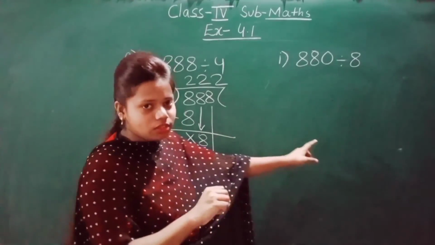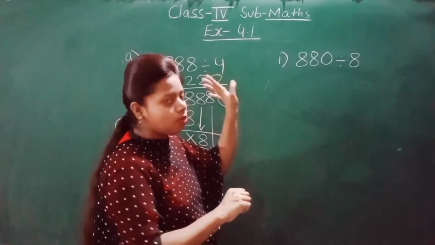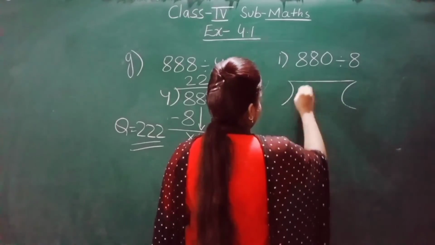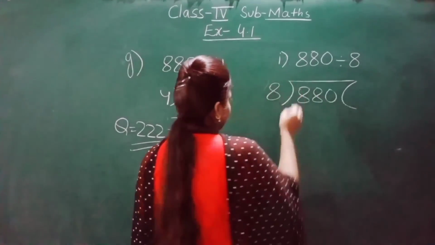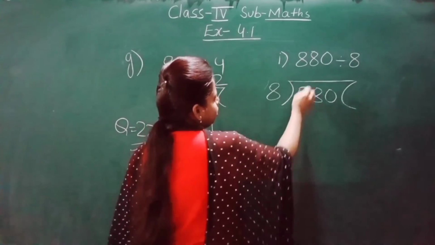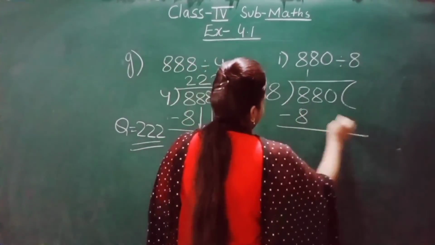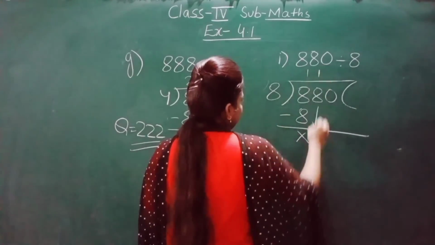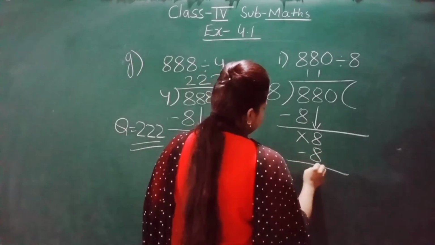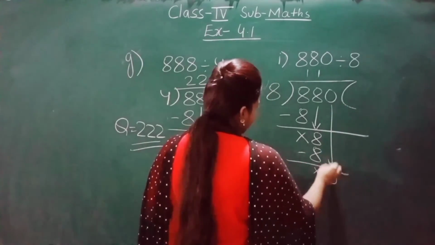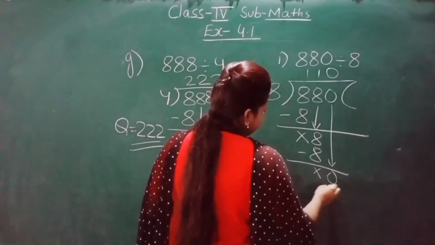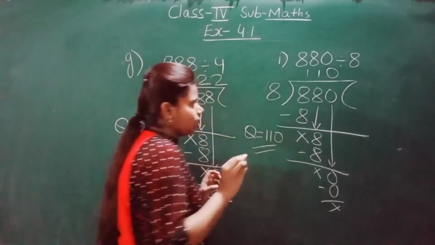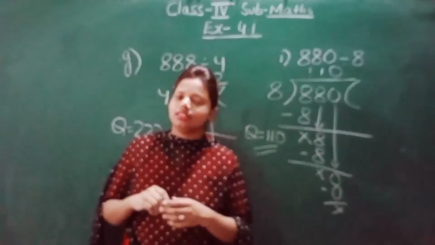Now the last question of this exercise 4.1, question number 3. Dividend right inside, divisor outside. So 8 how much makes 8? 8 ones are 8. 8 minus 8 is 0. Put the cross. Bring this 8 down. 8 ones are 8. 8 minus 8 is 0. Bring this 0 down. 8 0s are 0. So what is the quotient? 110. So with this I have completed exercise 4.1.